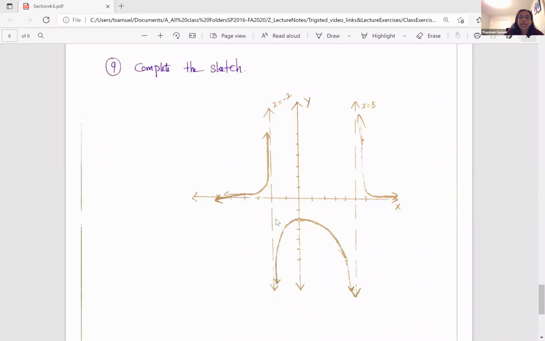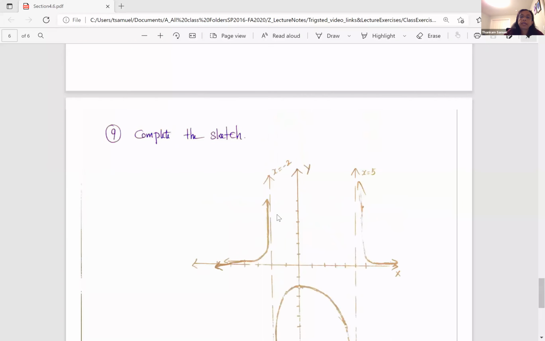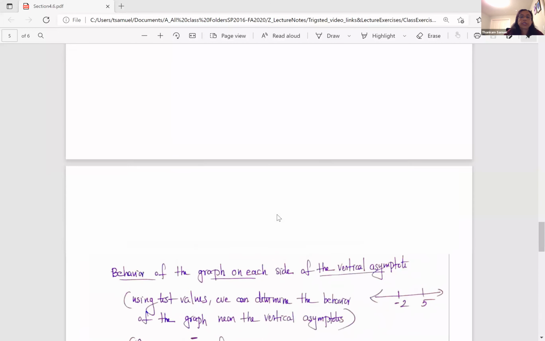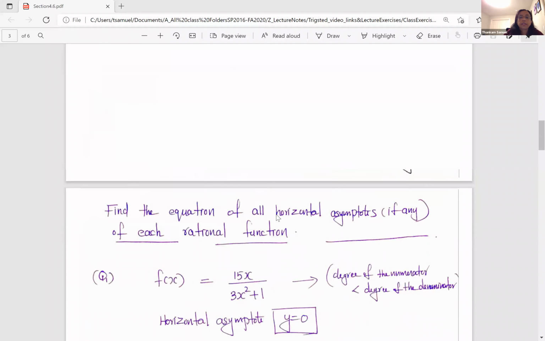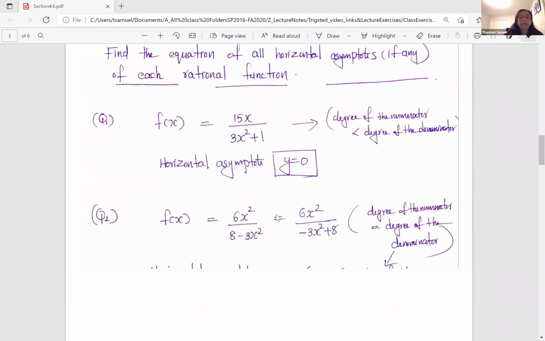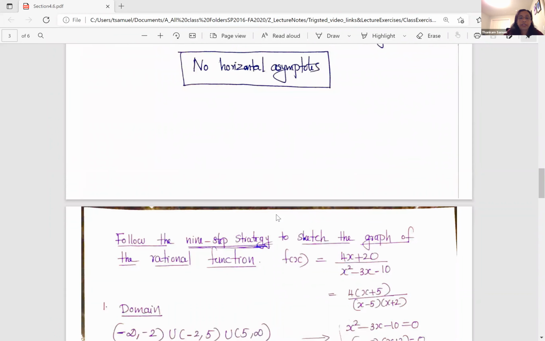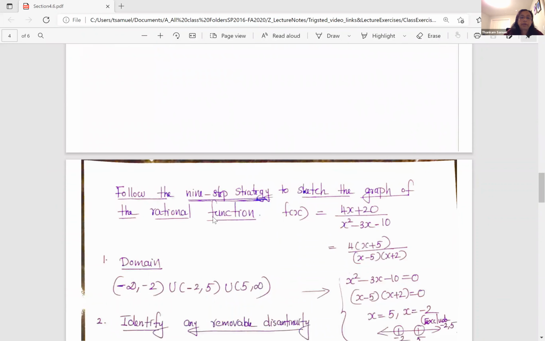So hope you got an idea about how to graph the rational function using the 9-step strategy.